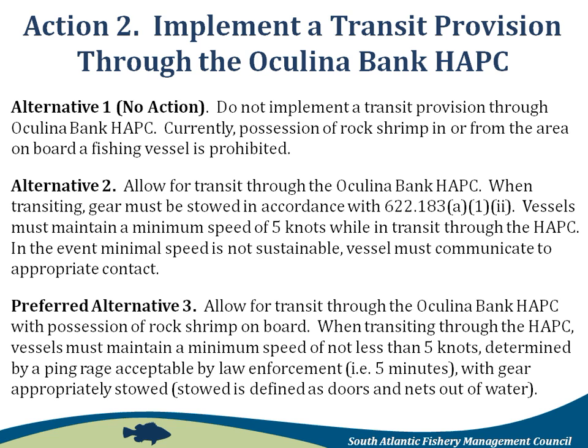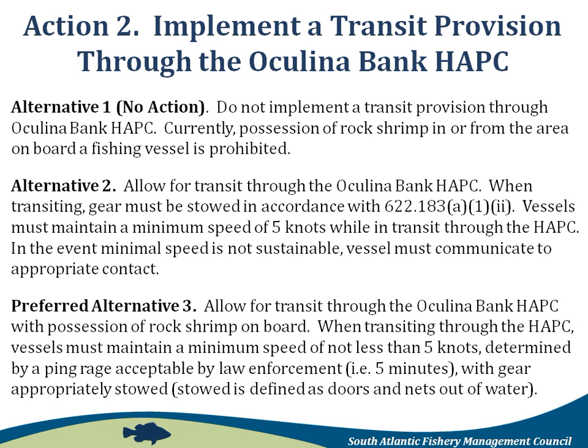Moving on to Action 2, this would implement a transit provision through the Oculina Bank, and this is important because of the size of the northern extension of Oculina that is proposed under Action 1. Because of the large swath of area identified in the alternatives for Action 1, the Council is considering a transit provision to allow rock shrimpers access to traditional grounds off the eastern boundary.